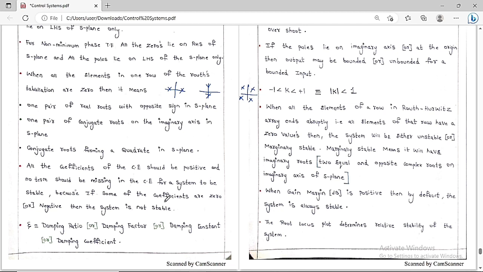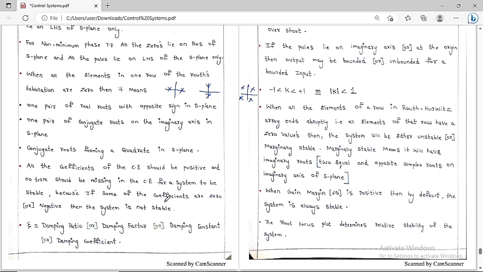The next point is, zeta is called the damping ratio, or the damping factor, or the damping constant, or the damping coefficient. These are the different names for zeta.